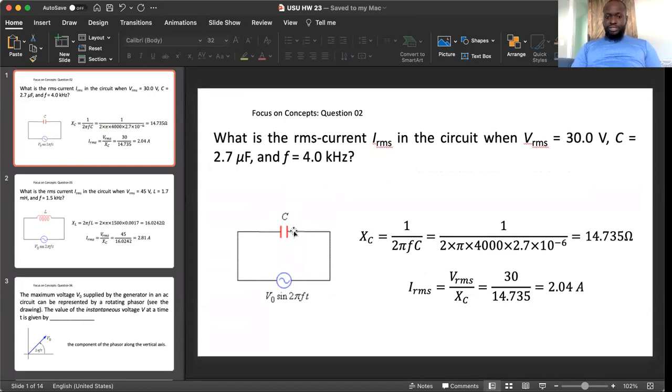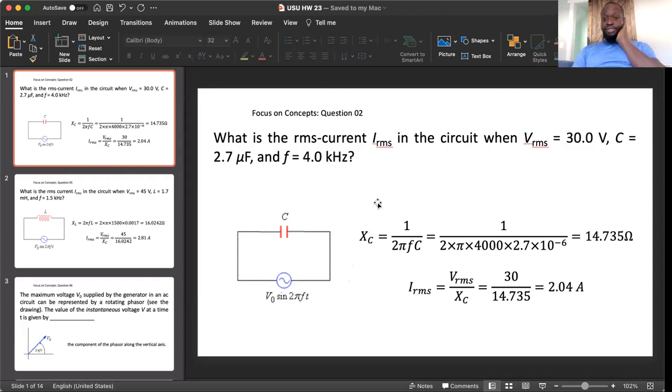So it's just a capacitive circuit, and XC is the capacitive reactance, which is like the resistance offered by the capacitance in the circuit. It's 1 over 2 pi FC, so we can calculate that. 2 pi, frequency is 4 kilohertz, which is 4,000 here. Then C, the capacitance, is 2.5 microfarads, which is 2.5 times 10 to the power negative 6. So I compute my capacitive reactance in ohms.